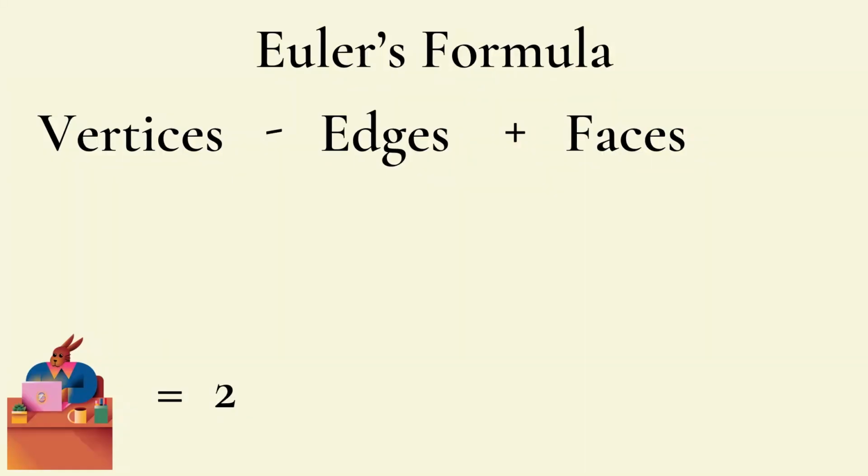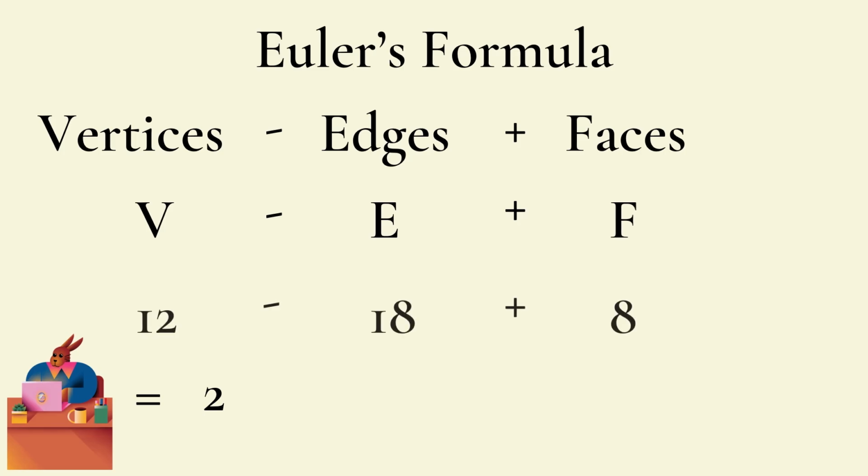To further justify this, we can apply Euler's formula, which states that vertices minus edges plus faces equals 2, or simply V minus E plus F equals 2. Substituting the values, we get 12 minus 18 plus 8 equals 2. You can see that this satisfies Euler's formula.